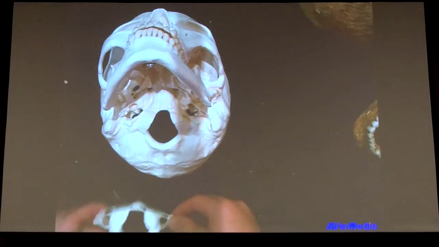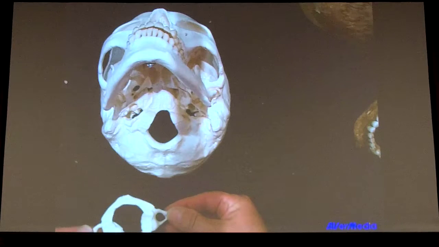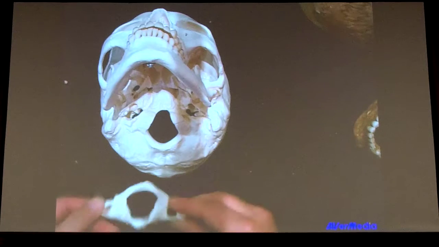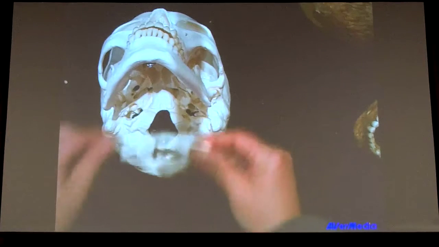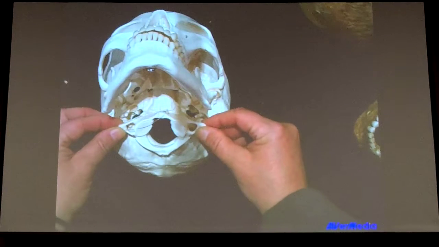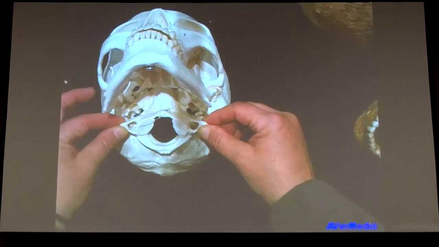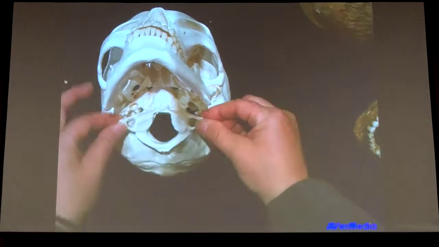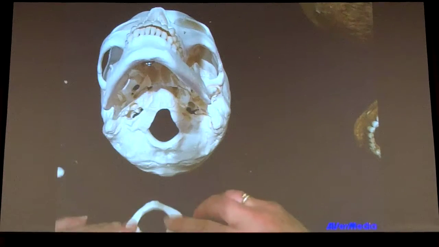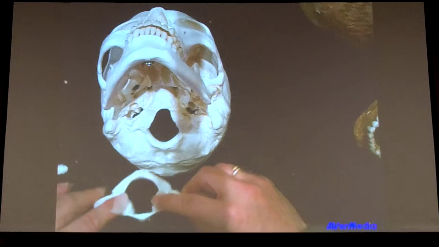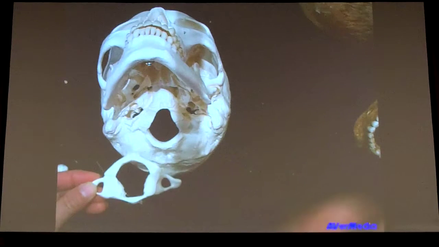What we were seeing on the other skull was this bone here got stuck to it. So if we put this bone in its place, just like that, that's what we were seeing on the other skull. This bone was just stuck to the base of the skull. But normally, this bone is able to move, because right over here is what we call a synovial joint. It's a joint with fluid in it that allows lots of movement.